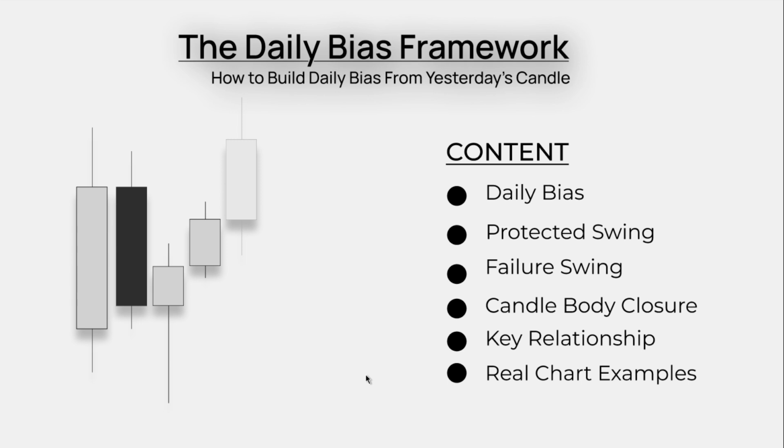So here is what we'll be covering in this video. We're going to be going over daily bias, and we are also going to be discussing protected swings and failure swings and how to spot them in a real chart. We're going to be talking about candle body closures, and most importantly, we will discuss the key relationship between them and how you can use them to find your bias in your day-to-day trading. And then I will show you how it looks in a real chart example. So enough yapping, let's get into it.